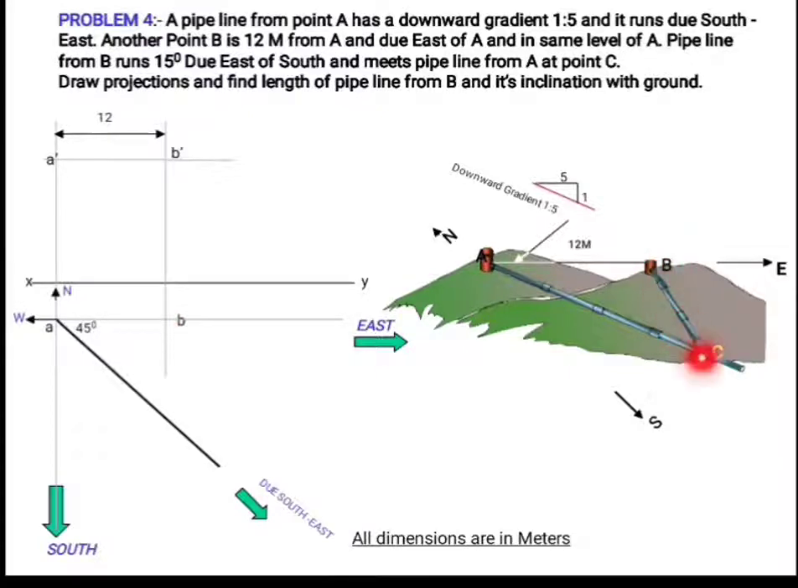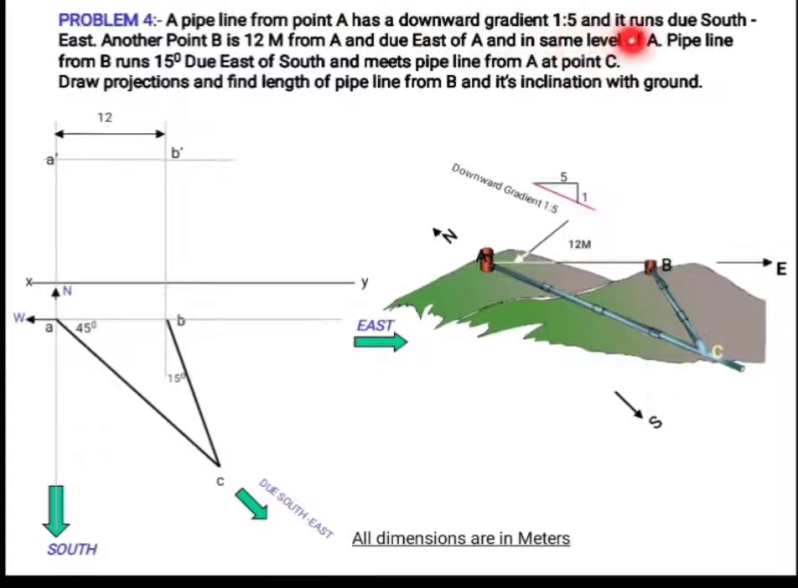The direction of pipeline B is 15 degree due east of south. So from south, 15 degree is marked in the eastern direction for marking the direction of pipeline B. So I am marking a line which is 15 degree from south direction towards east direction, and this intersecting point of line through A and B will be the point C.